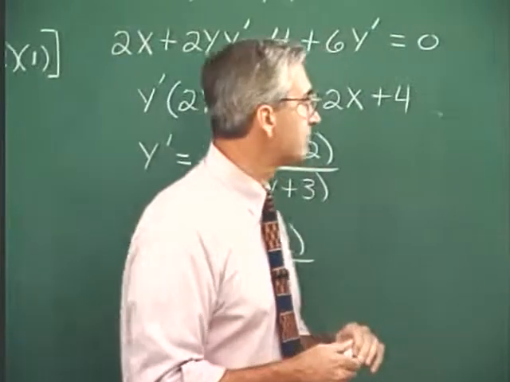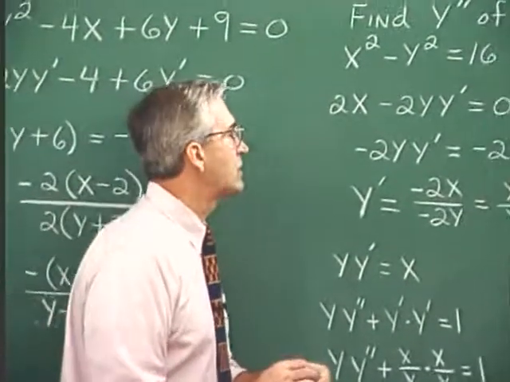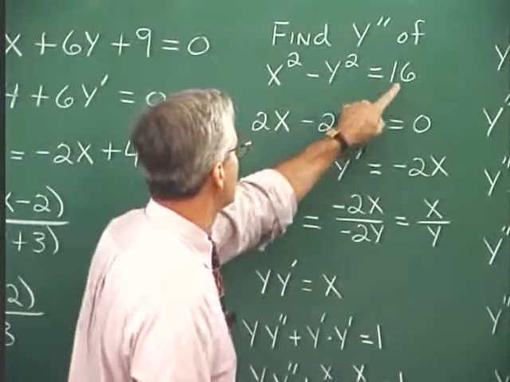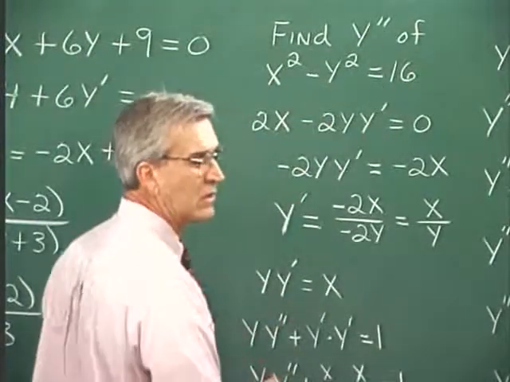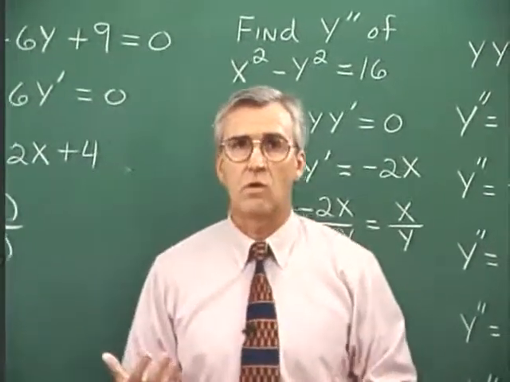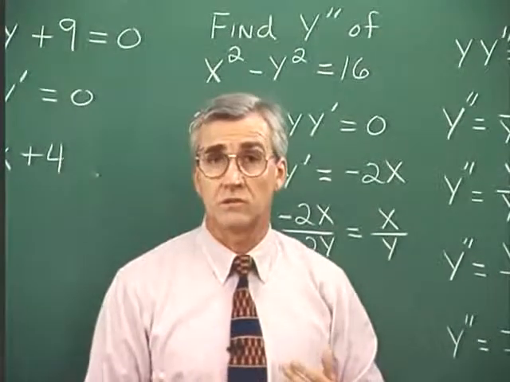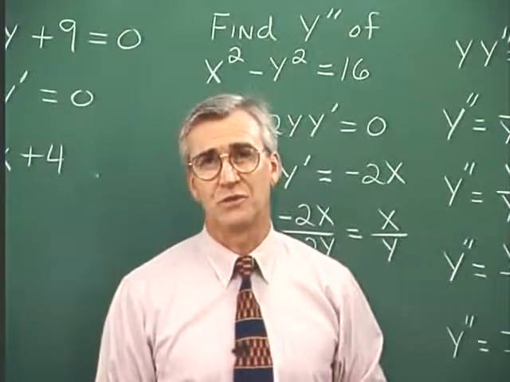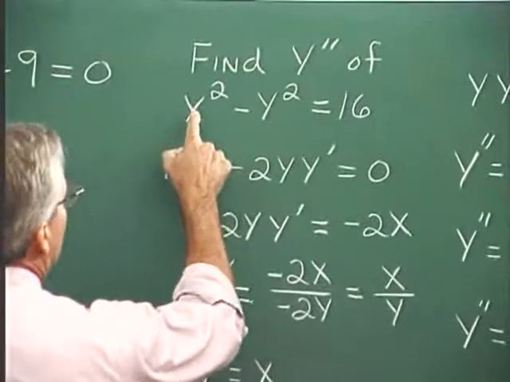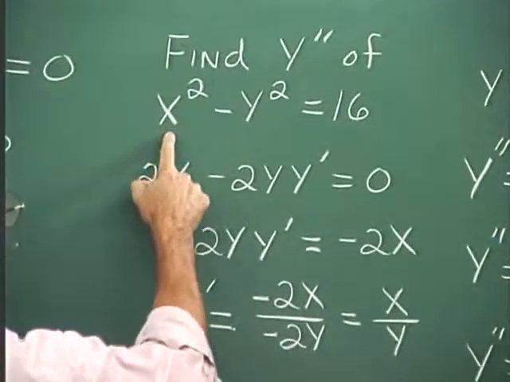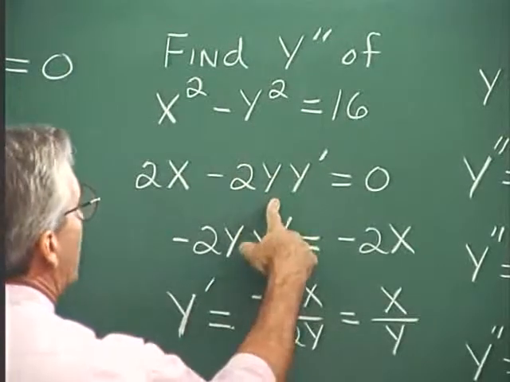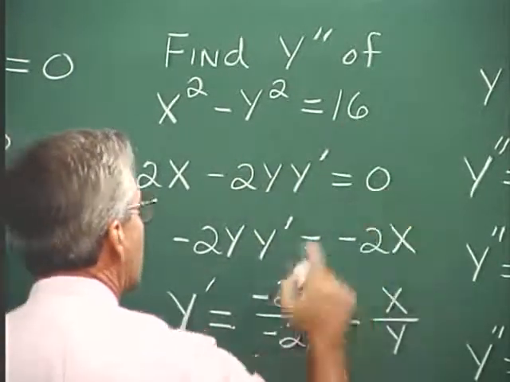In this problem, let's find the second derivative of this equation. Second derivative. Now we're going to do this implicitly, and we are going to look for some opportunities to simplify by back substitution. Let's go through it, and you'll see what I'm talking about. Implicitly, the derivative here would be 2x. Here it would be negative 2y, y prime, and the derivative of 16 is 0.